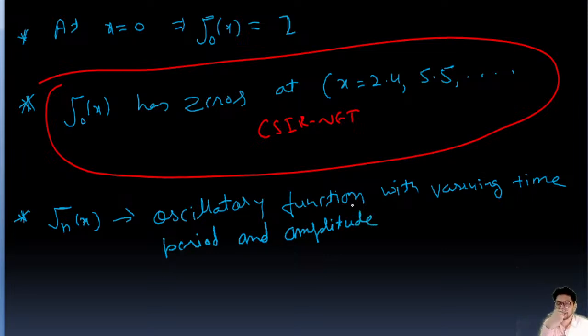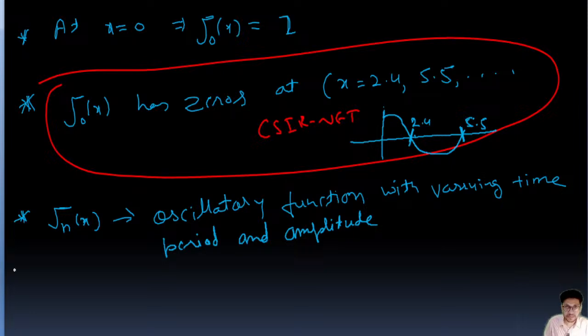So oscillatory function with varying time period and amplitude. Okay, well, so this is the oscillatory function, guys. This cuts here, right? So J naught x has zeros at 2.4 and 5.5. And J n x is an oscillatory function with varying time interval and period. Okay, so these are the zeros, which cut the x-axis at 2.4, 5.5, and so on.